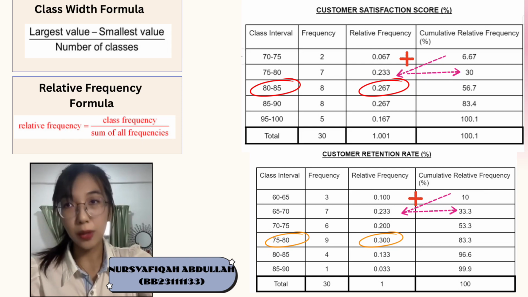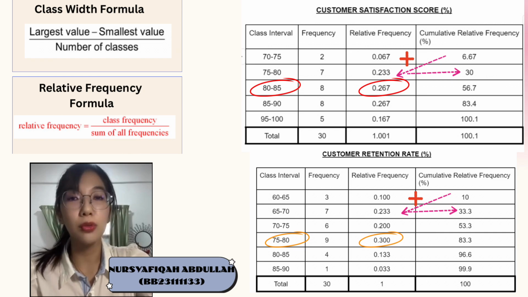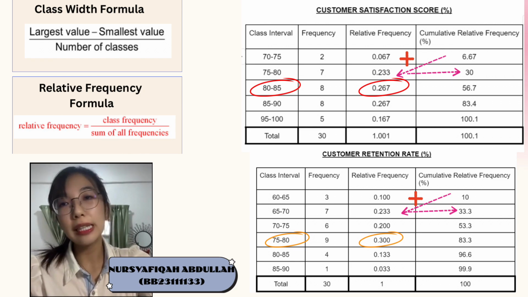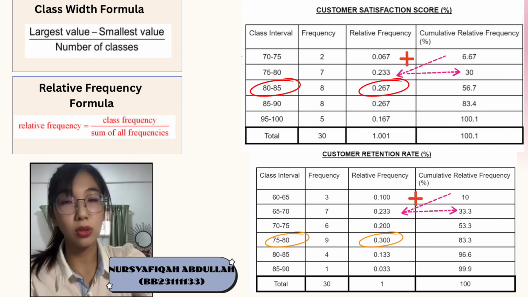For part 1, we have to construct appropriate graphs or charts to compare the relative frequency and cumulative relative frequency between the two key metrics. Before I construct them, I have to find the RF and the CRF of customer satisfaction and customer retention. To calculate the relative frequency, I divide each class frequency by the total of 30.